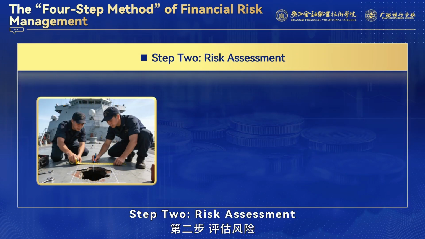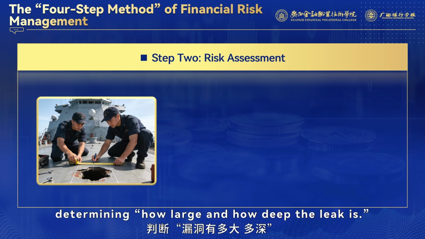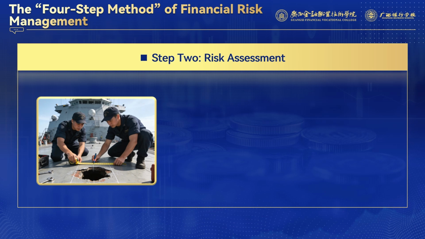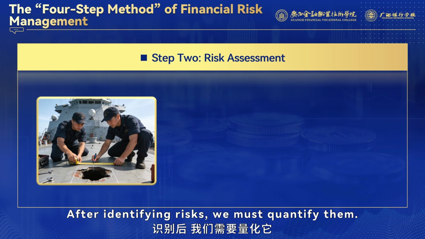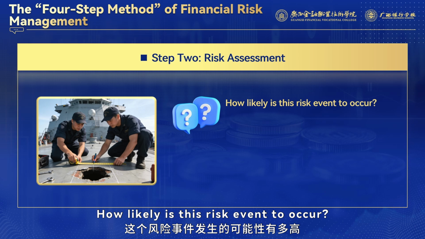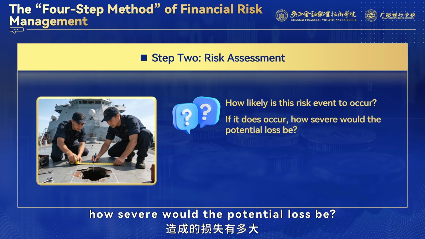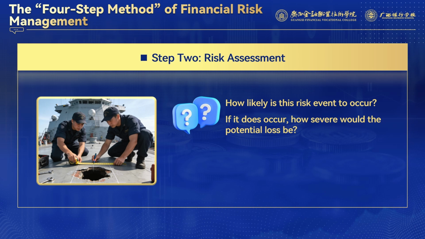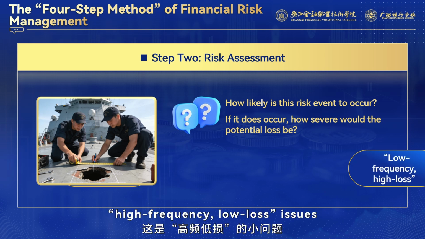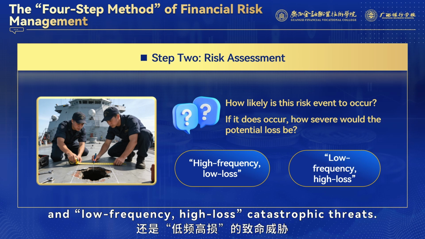Step 2. Risk assessment. In other words, determining how large and how deep the leak is. After identifying risks, we must quantify them. How likely is this risk event to occur? If it does occur, how severe would the potential loss be? We need to distinguish between high-frequency, low-loss issues and low-frequency, high-loss, catastrophic threats.